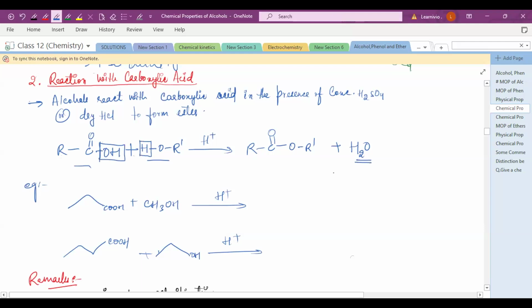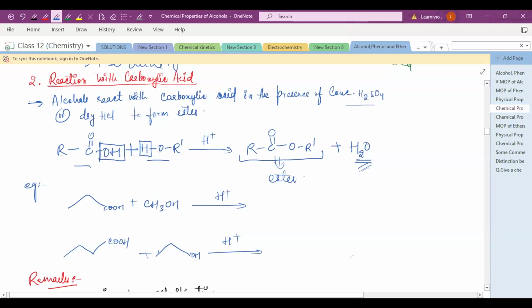So in the presence of concentrated H2SO4, when alcohols are treated with carboxylic acid, dehydration occurs. The OH group from the carboxylic acid and the H atom from the alcohol combine together and are removed as water, and this RCO combines with OR dash. So you will get the ester. Got my point, Muniba and Safrina? Yes, ma'am.